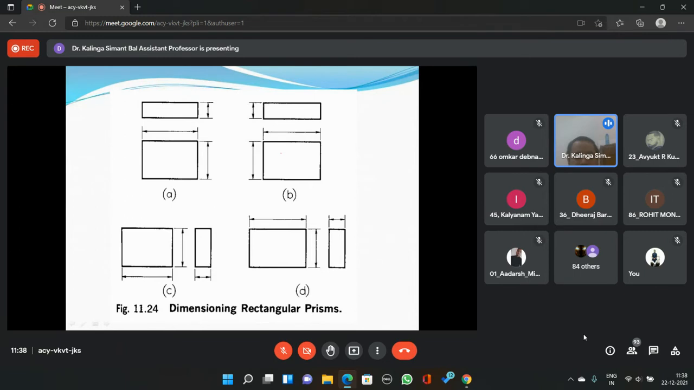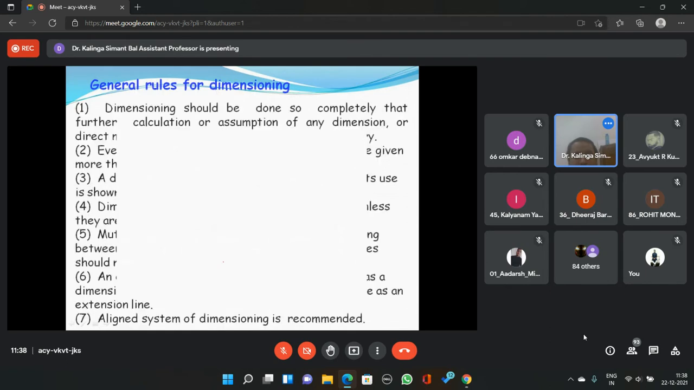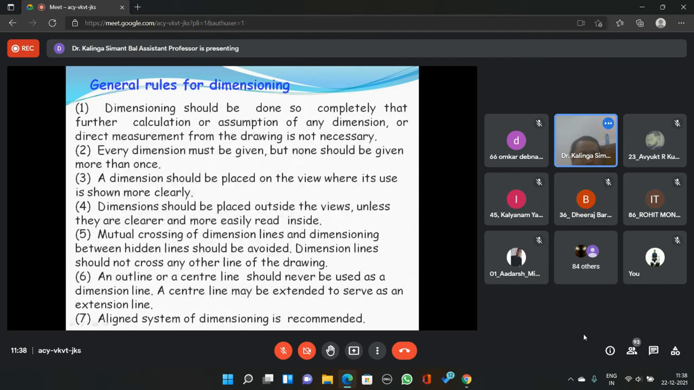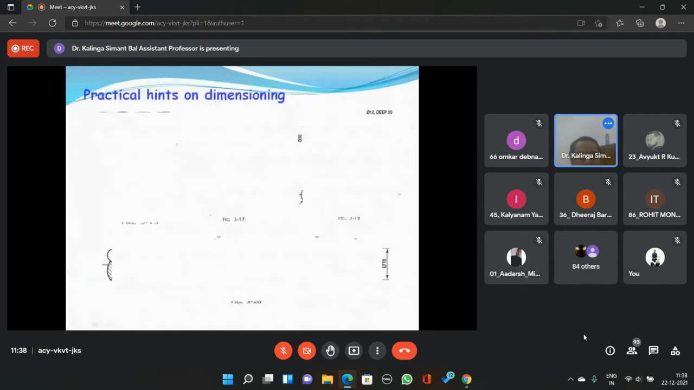You see, these are the ways the dimensions of rectangular prisms are done. You can do it outside, either left or right, in a particular pattern. Similarly, this is one way of representing the length, width and thickness. So these are the various ways of representing different diagrams. These are the various rules, which we need not go into in detail. Let us just look into the important points.